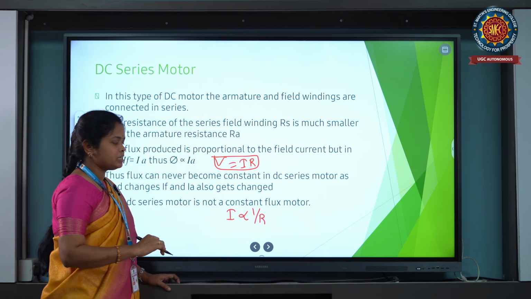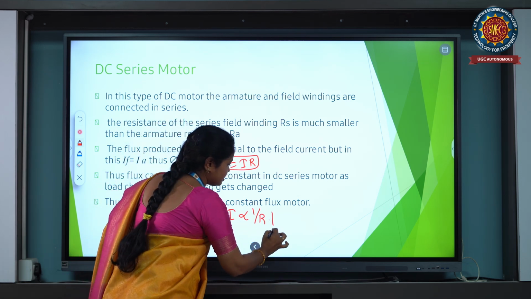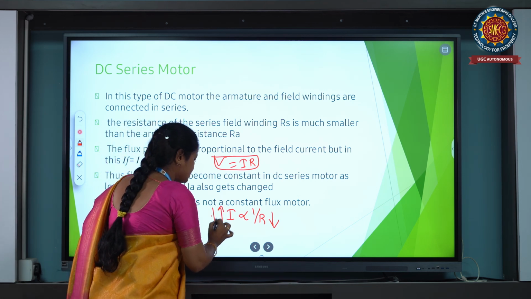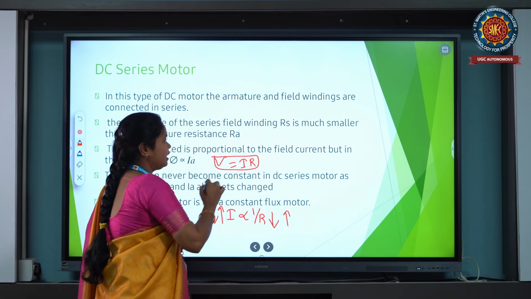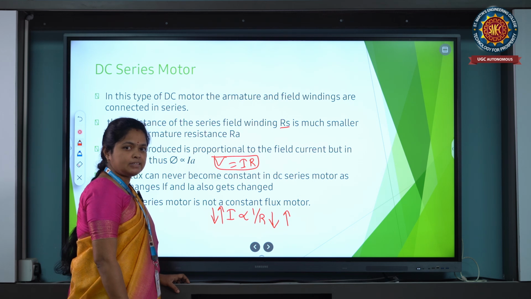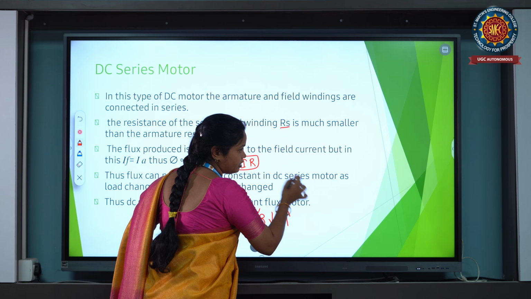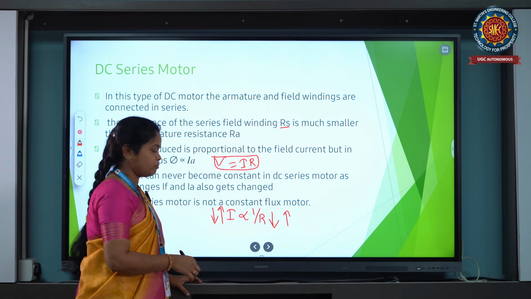Inversely proportional means when the current is increasing, automatically the resistance value is decreasing. When the current is decreasing, the resistance value is increasing. Here we observed the RS value is smaller. When the resistance value is smaller, a high amount of current will be flowing. In a series motor, a high amount of current will be flowing.